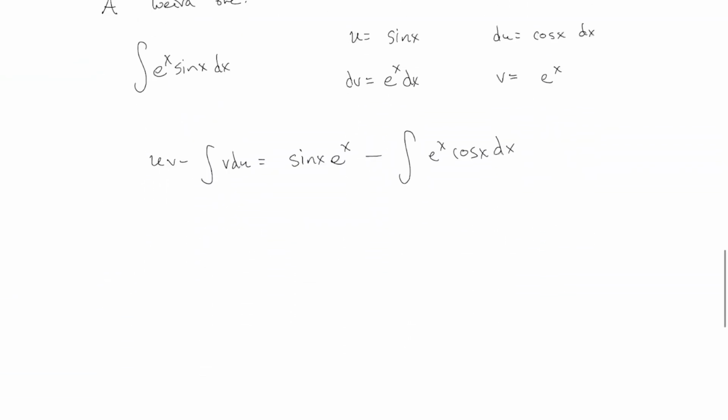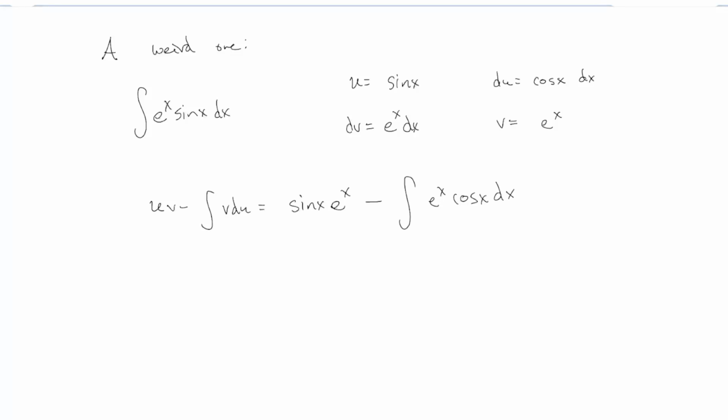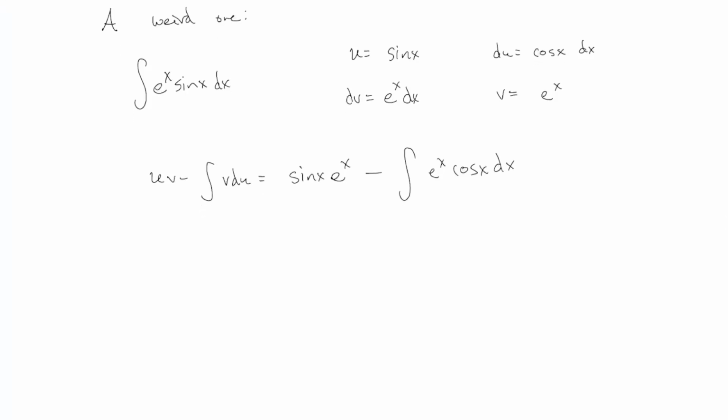In this case, I'm not so sure that this is going to get any better if I do it again, because the sine turned into a cosine. If I do it again, this is going to turn back into a sine or something. I'm not convinced that this is going to work out. But like I said, this is a weird one. So I am going to do it again. You'll see something kind of weird happens.